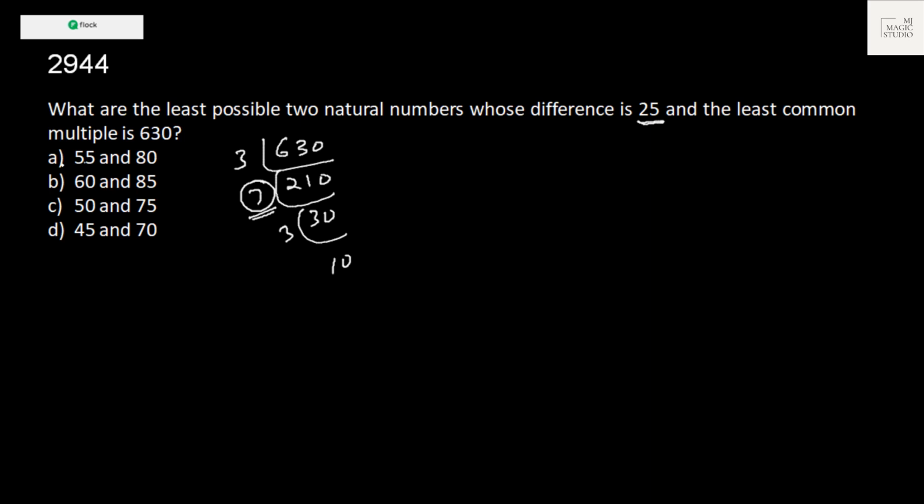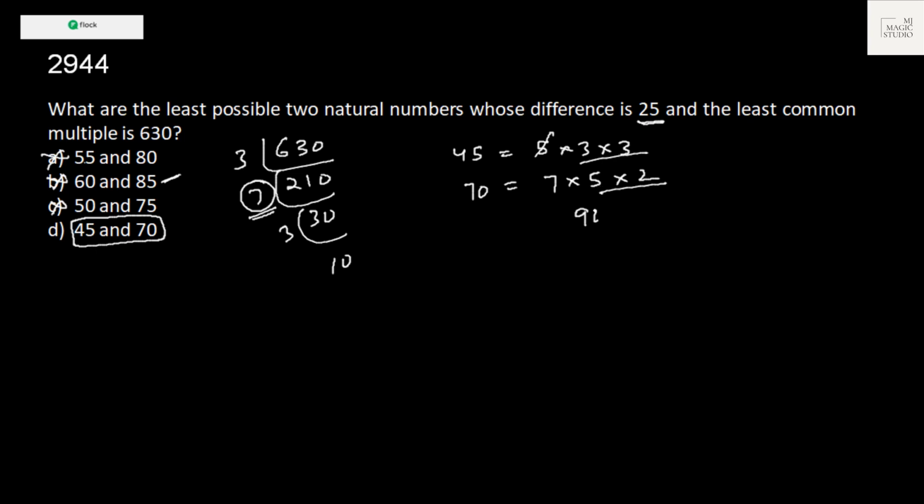Here out of these two, no one is divisible by 7. Here this is 17 into 5 but not divisible by 7. Here also we are not getting 7. In option D we can see we have 45 and 70. 45 is 5 into 3 into 3 and 70 is 7 into 5 into 2. So we can get 9 into 10, 90 into 7, that is 630 is their LCM. Option D is the pick.